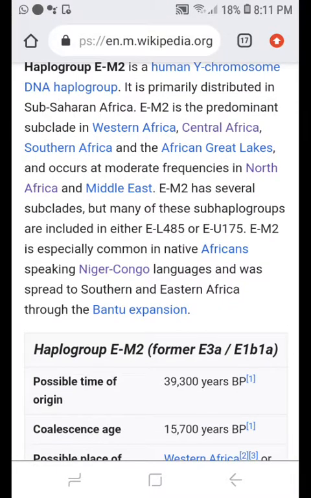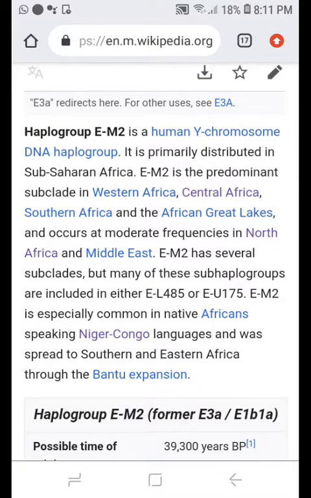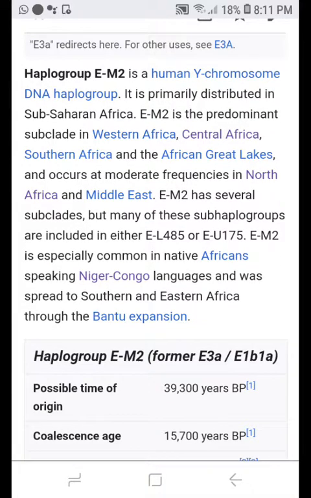Okay, where you see where it's distributed. You can see where these people are distributed. It says it is primarily distributed in sub-Saharan Africa. EM2 is the predominant subclade in Western Africa, Central Africa, Southern Africa, and African Great Lakes, and occurs at moderate frequency in North Africa and Middle East. You see that? So, a little bit of our people in North Africa, and a little bit of people in Middle East, but the majority in West Africa, Central Africa, Great Lakes, and South Africa.